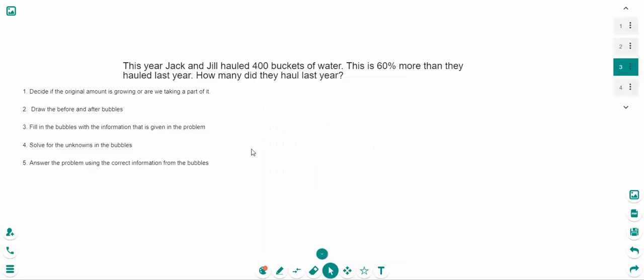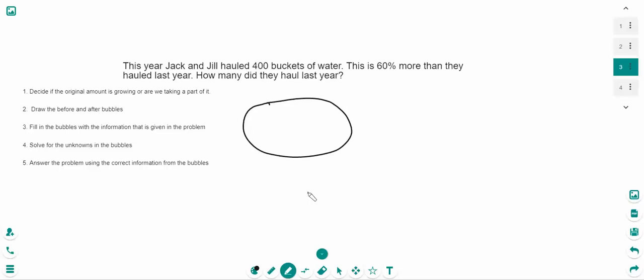All right, so let's look at the problem. This year, Jack and Jill hauled 400 buckets of water. This is 60% more than they hauled last year. How many did they haul last year? All right, so what is the original amount here, or kind of the starting amount? Because remember, we're going to have a first bubble here, so we'll go with the before, or the 100%. And maybe this time I'll remember to put this little oven here. And then we can try to decide if this is a double bubble or a single bubble, or a divided bubble, right?